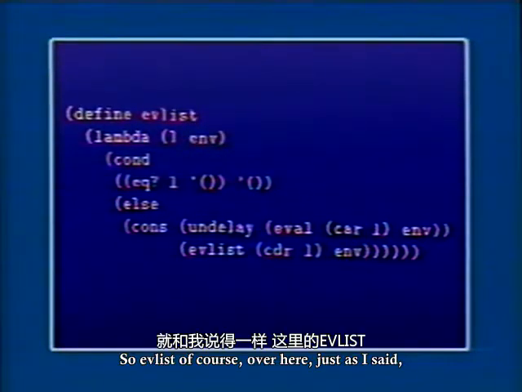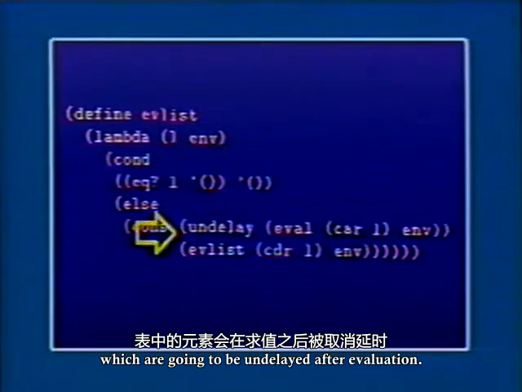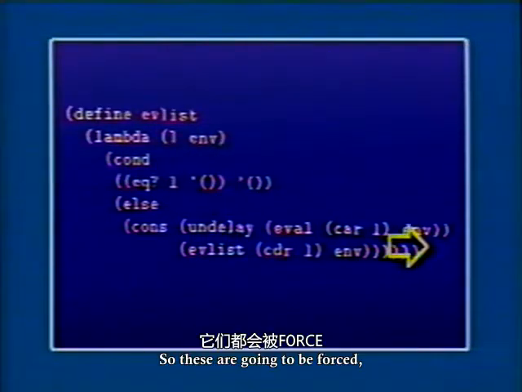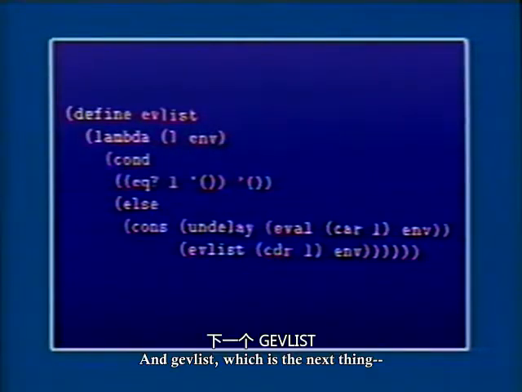So evlist, of course, over here, just as I said, is a list of operands which are going to be undelayed after evaluation. So these are going to be forced, whatever that's going to mean. And gevlist, which is the next thing.